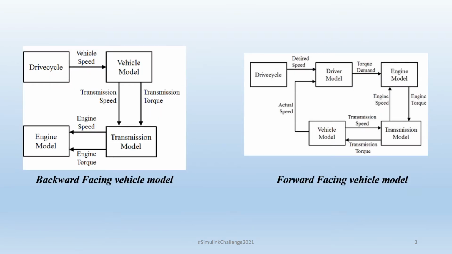So there are different modeling techniques: a backward facing model and a forward facing model. In the backward facing model, we feed our drive cycle into the vehicle model, which goes to the transmission and to the engine or motor, which we use to find how much power is to be provided to run this particular drive cycle, and with that we can find the energy consumption. In the forward facing model, we take this data and put it in the forward facing model to check whether my sizing is proper or not, and then I can verify whether the desired speed is equal to the actual speed of the vehicle or not.